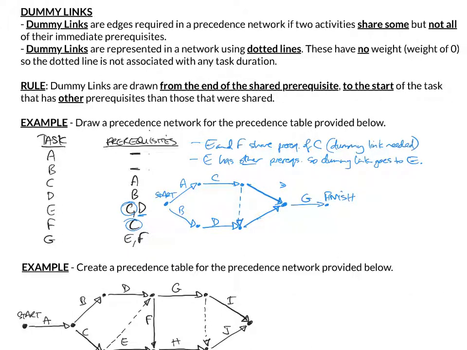So apply the correction to straighten the lines as suggested. It is correct having it curved, but it's just nicer. F, and this was E. And that is it. That is drawing a precedence network from the precedence table provided, following the dummy link rules.